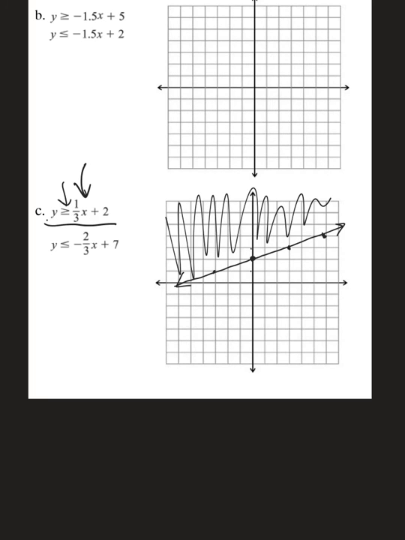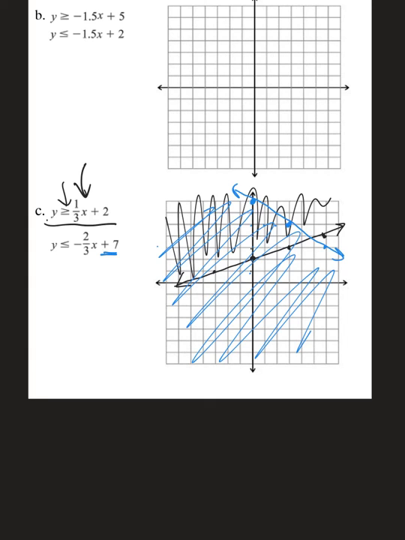I'm going to change my color. Now my new y-intercept is 7. 1, 2, 3, 4, 5, 6, 7. My slope is negative 2/3. Rise negative 2, run positive 3. So here we are, solid line, because it says equal. And this is y is less than or equal to, so I'm going to shade below.